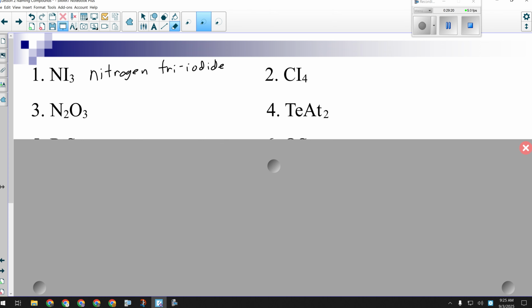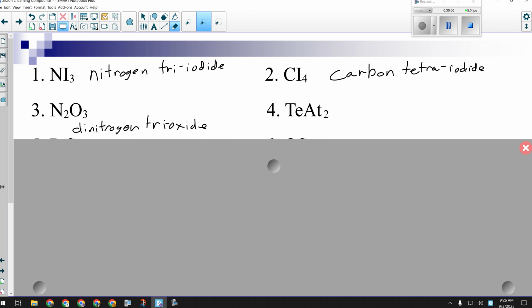All right, number 2. We're starting with carbon. What's the prefix for 4? Tetra. Again, probably needs a hyphen. Tetra-iodide. And the third one, do we need a prefix on nitrogen? We do. Which prefix? Di. Dinitrogen trioxide. Probably need a hyphen there too. Dinitrogen trioxide.